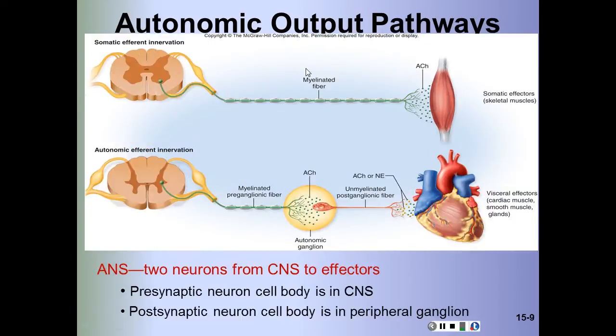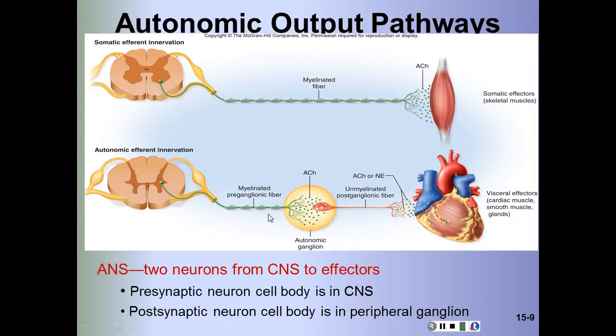So let's take a look at this diagram. Here we have the somatic pathway, and we see that it's just one motor neuron from the CNS to the particular target muscle. But with the autonomic pathway, you're going to have two neurons, one will be our preganglion neuron and our postganglion neuron.